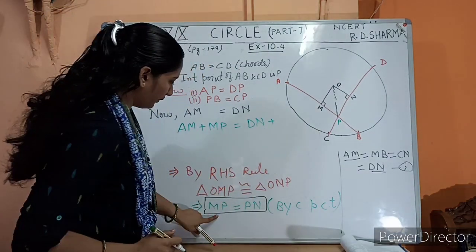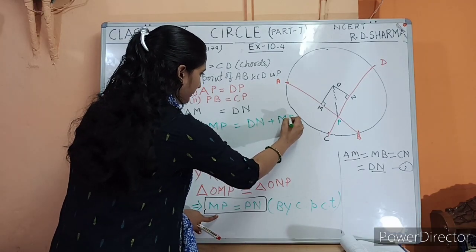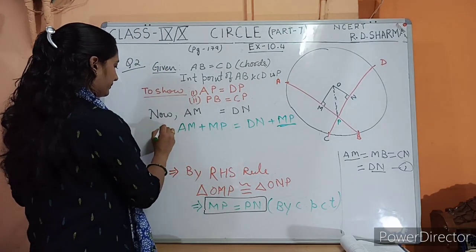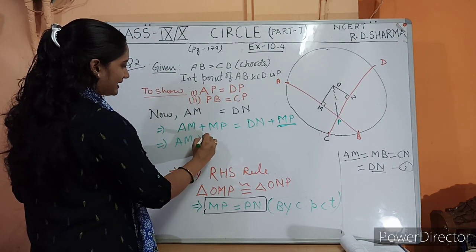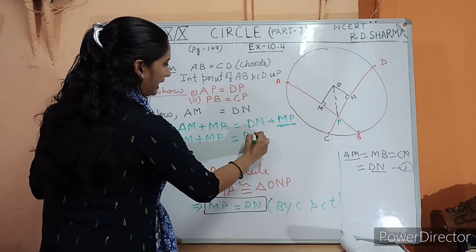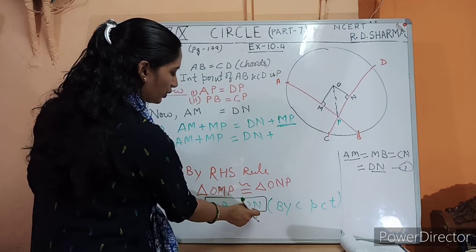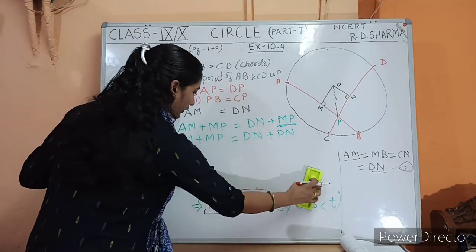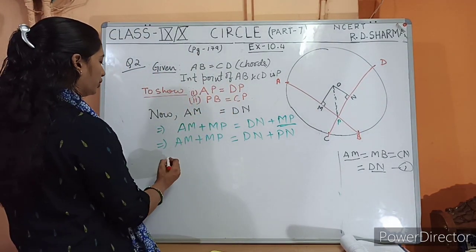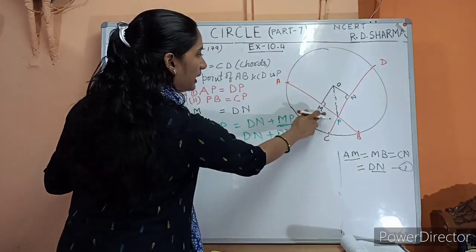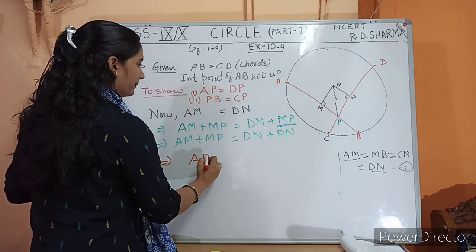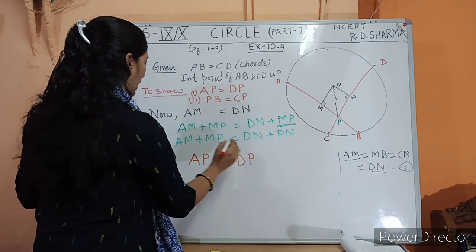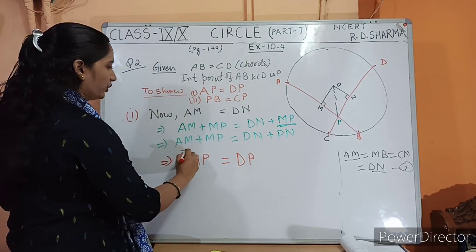MP. I have added MP, and MP is equal to PN, so I will change this side. So AM plus MP is equal to DN plus, now MP is equal to PN, so we will write here PN. Now after this, if you add these two parts, what do you observe? Just look at AM plus MP is nothing but AP, and DN plus NP is nothing but DP.